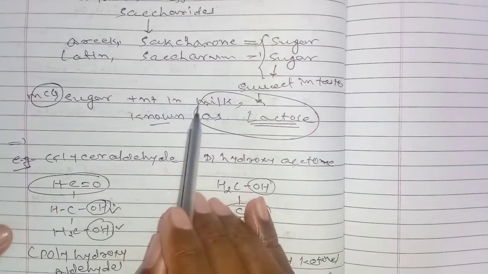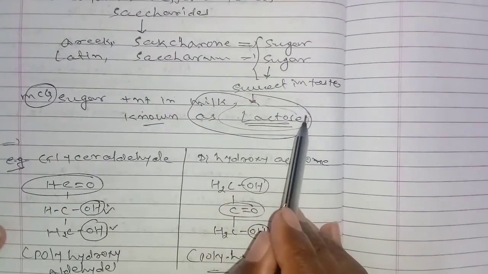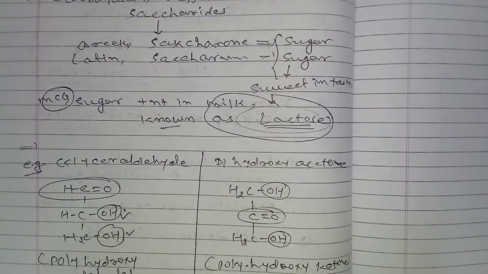The sugar present in milk is known as lactose. Okay friends, so this is the primary concept about carbohydrates. Next time we will discuss the classification of carbohydrates.